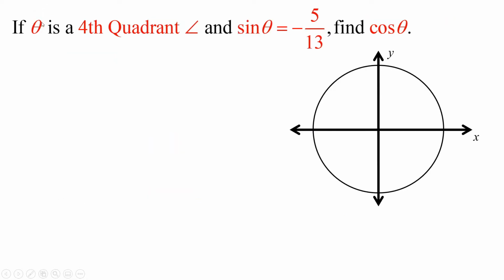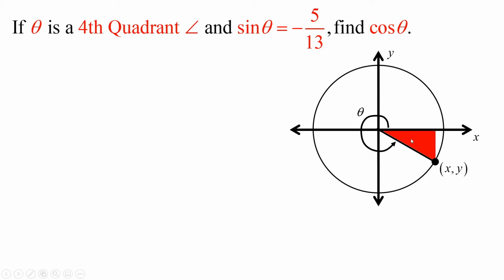Okay, if theta is a fourth quadrant angle, so just draw a terminal ray in the fourth quadrant, wherever you want. It does not have to be perfect. And sine of theta is negative 5 over 13. Find cosine of theta. So let's label this diagram with sine of theta being negative 5 over 13. And remember, there's my positive angle theta right there. There's my quadrant for a right triangle.